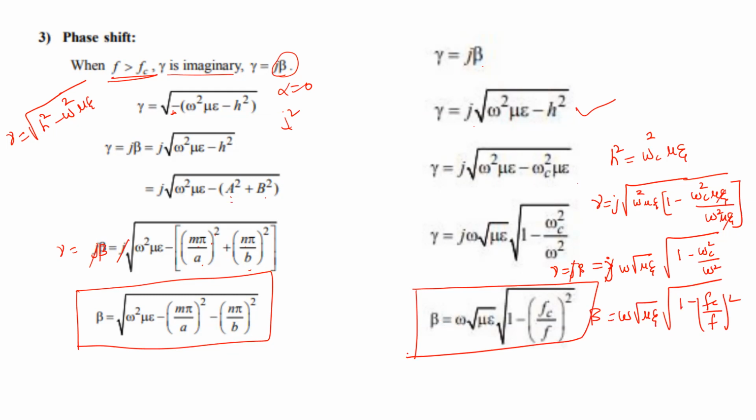Is it clear? So in this lecture, we have derived the propagation constant for TE and TM waves in a rectangular waveguide for 3 different cases. The first case is when f is less than fc, gamma will be real and it will be equal to alpha. When f is equal to fc, gamma becomes 0. And when f becomes greater than fc, wave propagation occurs. And in this case, gamma will be purely imaginary, and it is given by j beta. The value for beta is this. Thank you.